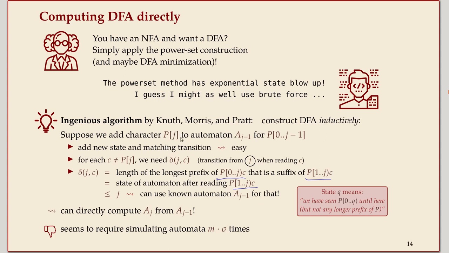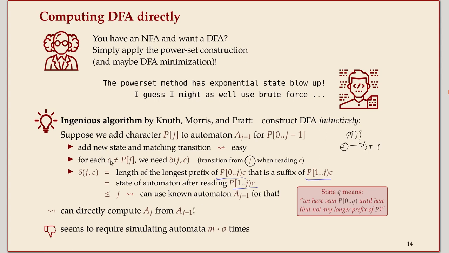So remember, we're looking at a pattern P, and we're trying to construct this deterministic finite automaton for matching the pattern in an inductive way. So we first computed for the first j characters, and suppose we call this entire automaton A_{j-1} because it goes up to j minus 1. It's easy to add the new matching transition. That's just this new one that goes out of state j to j plus 1 with this P[j].